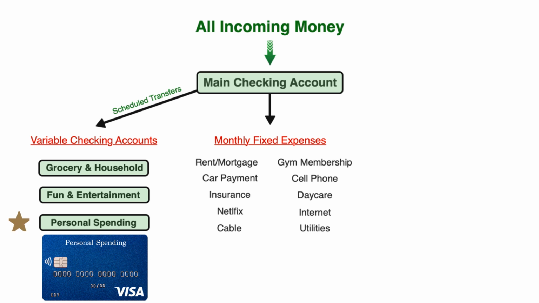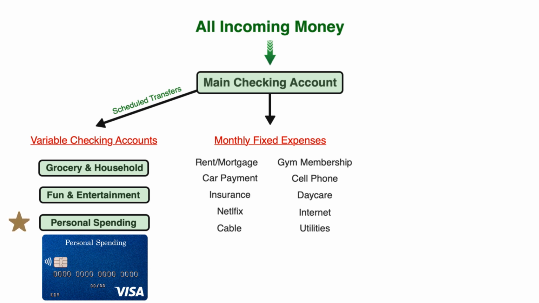The last variable spending account will be for your personal spending. The money in this account is specifically for you, for things like clothing, hair care, hobbies, and self-care. You'll also put a set amount of extra spending money into this account each month, which is yours to spend on whatever you want.